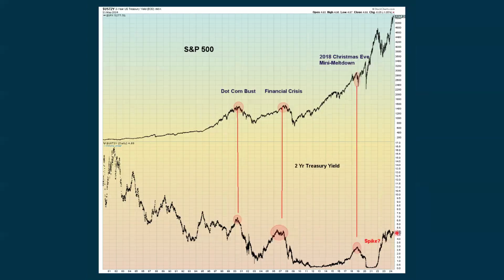And then we keep an eye on the S&P on top and then the 2-year yield. Sometimes when this really spikes up and then comes down, that can give short to intermediate term support to the S&P, but we're not really seeing that right now.